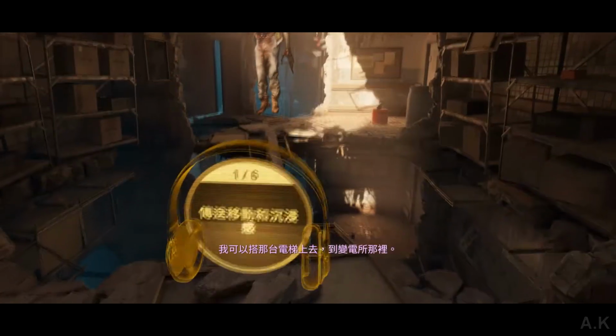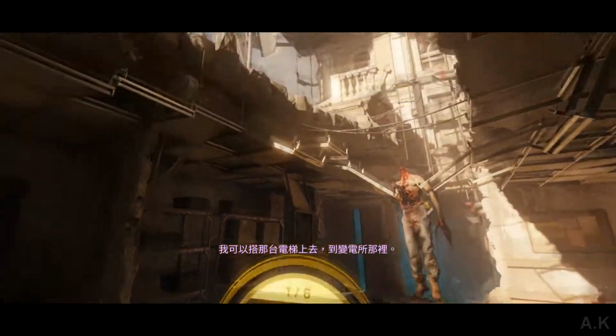There it is. That elevator will take me up to the substation.